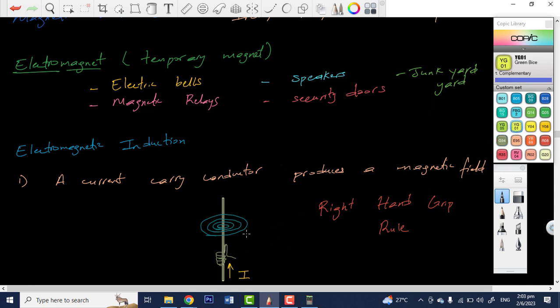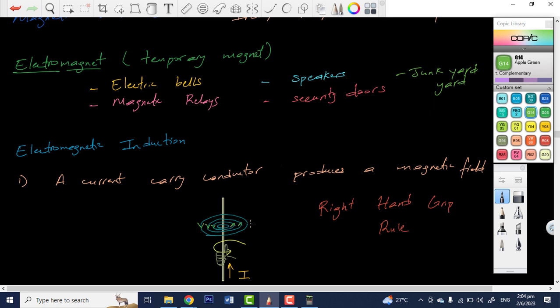So since your fingers are curling this way, based on how we grip the conductor, what it simply means is that the direction of the magnetic field is in this direction.